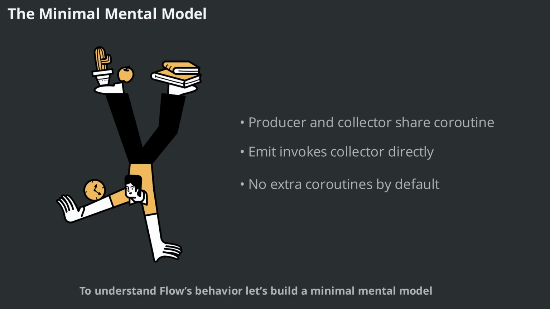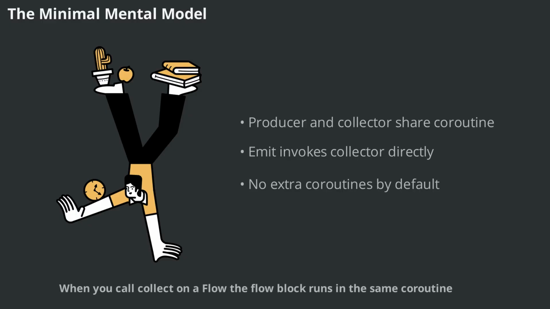To understand Flow's behavior, let's build a minimal mental model. When you call collect on a flow, the flow block runs in the same coroutine. Each emit immediately invokes the collector block. There are no extra coroutines involved unless you explicitly change the context. This model works well for simple streams but falls short when emissions come from outside the collecting coroutine.